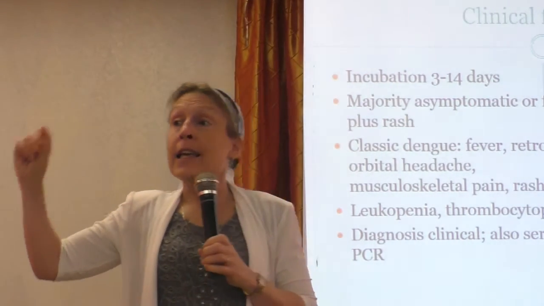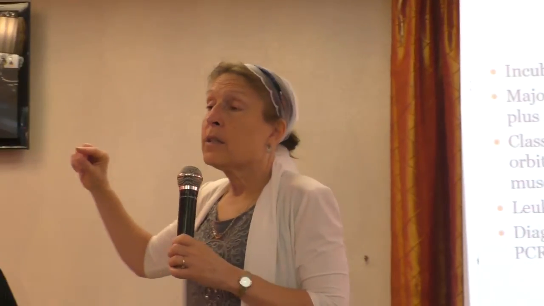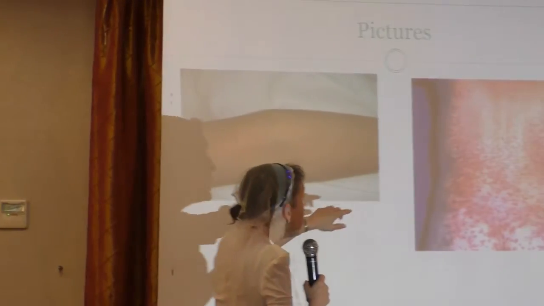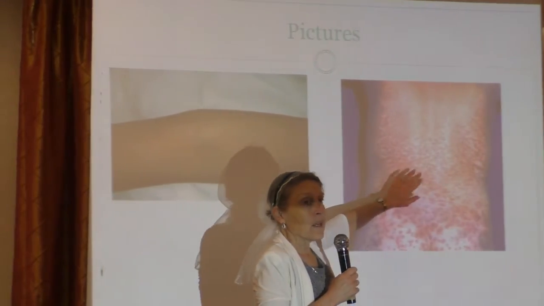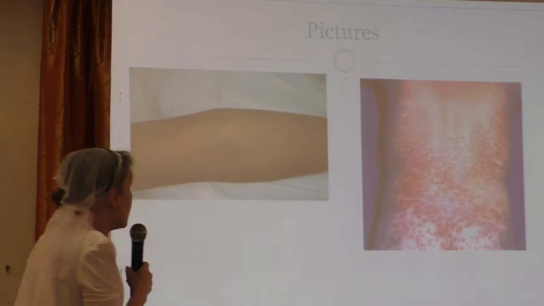There we are again, hemorrhagic, okay? So don't forget, fever, rash, hemorrhagic symptoms, tropical diseases. That's what happens with dengue. So here we are. See all the petechiae on this person's body? Yeah, so it's a petechial rash.